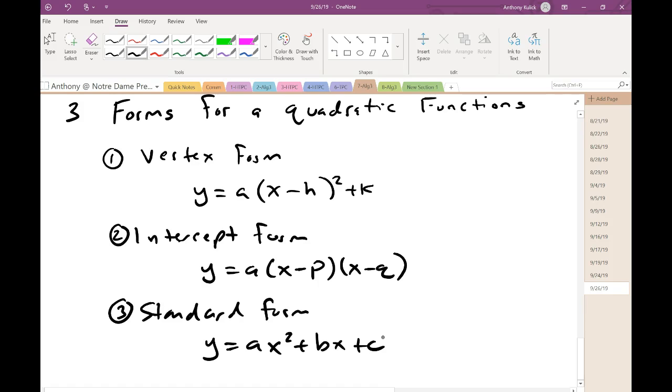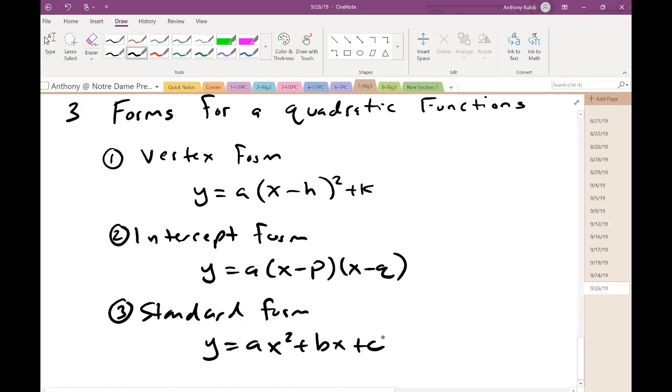So remember these three forms, right? We talked about these before. You needed to do them to do the vertex homework. And you also are going to need to be familiar with these when you do the graphing assignment that you were supposed to do that we still need to do.